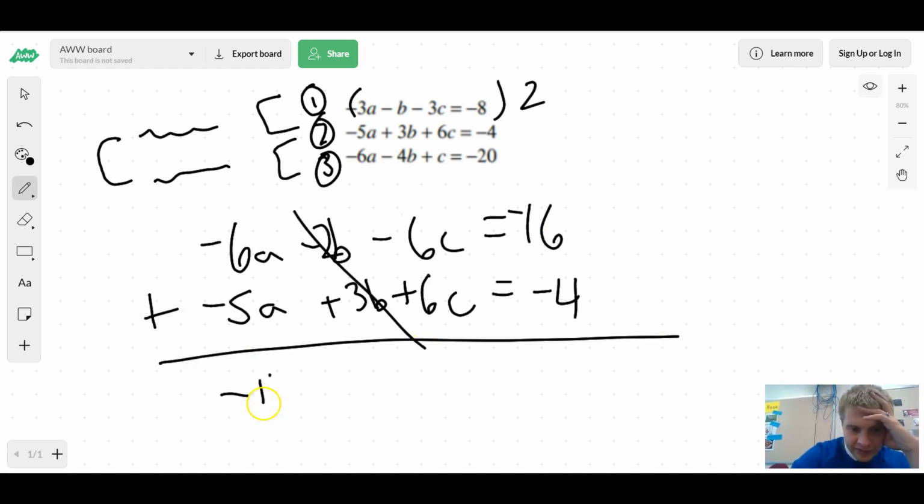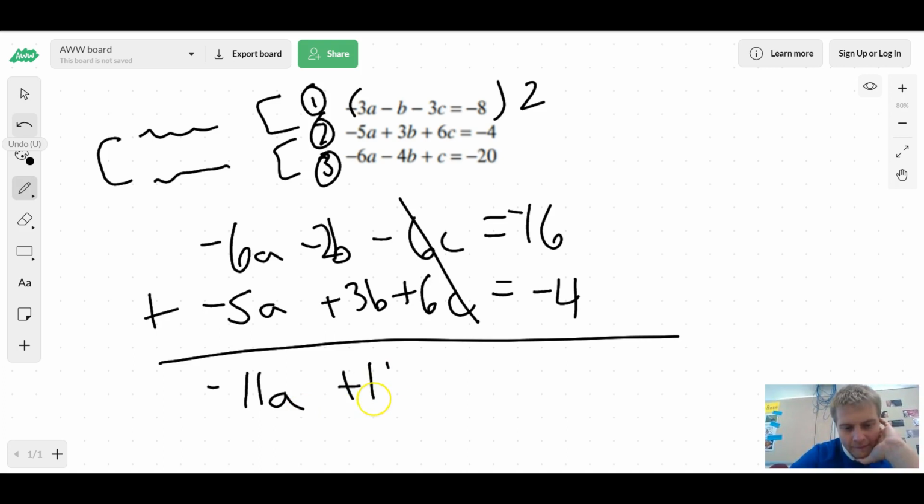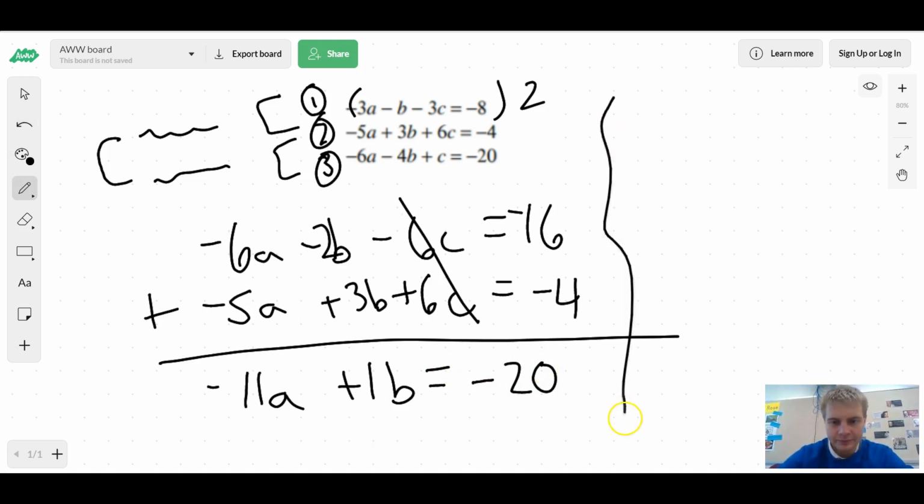Cancel negative 11a, or whoops, my bad, I canceled the wrong one. Cancel negative 11a and 1b. And that's going to equal negative 20. So that's one of my equations. Let's do the next one.